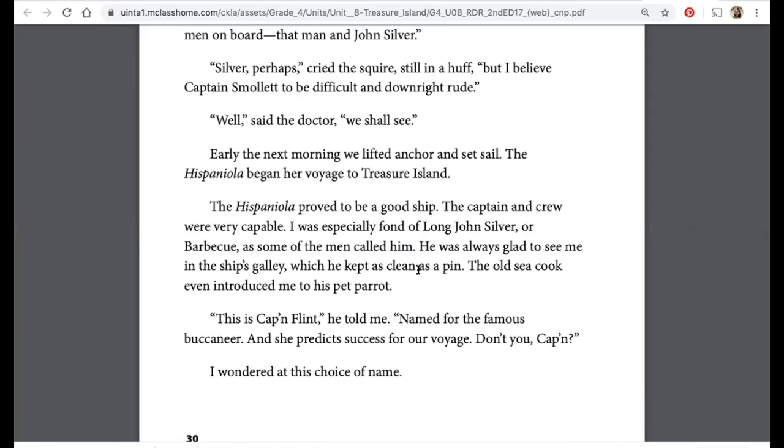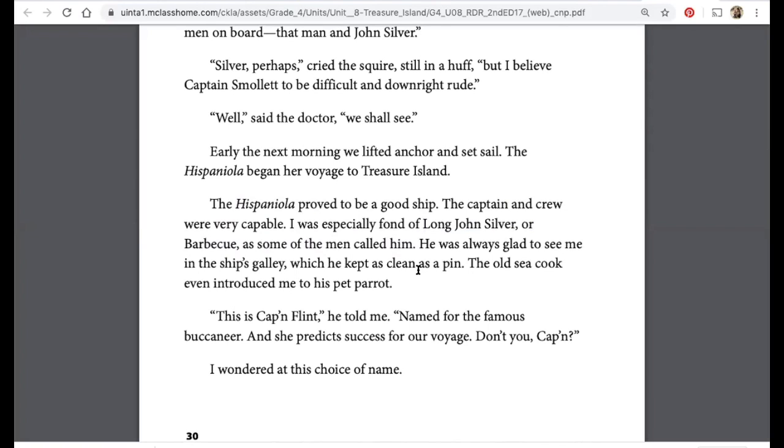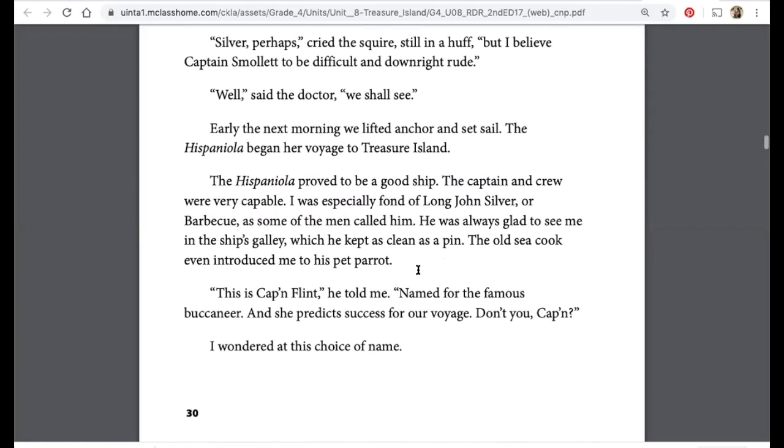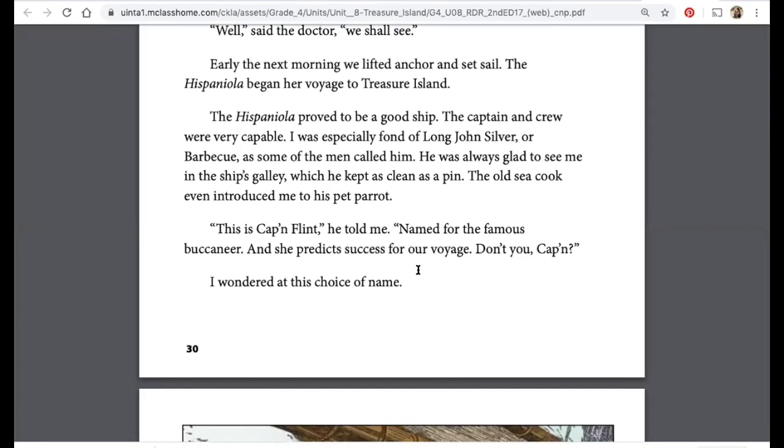He was always glad to see me in the ship's galley, which he kept as clean as a pin. The old sea cook even introduced me to his pet parrot. This is Captain Flint, he told me, named for the famous buccaneer, and she predicts success for our voyage, don't you, Captain? I wondered at the choice of name.